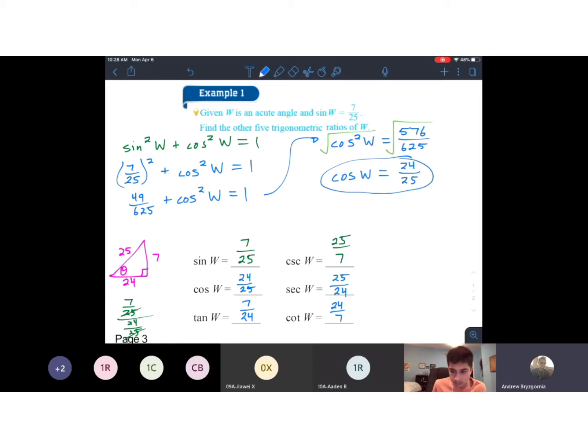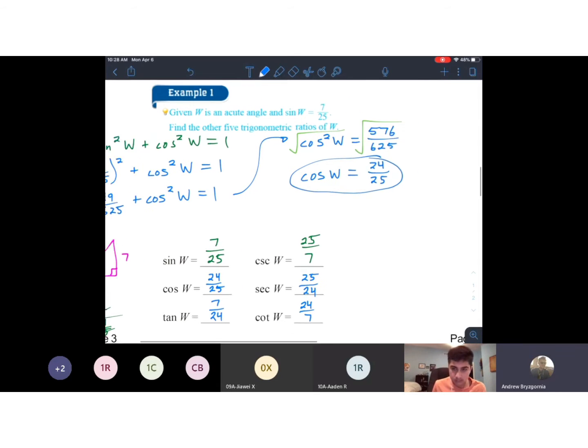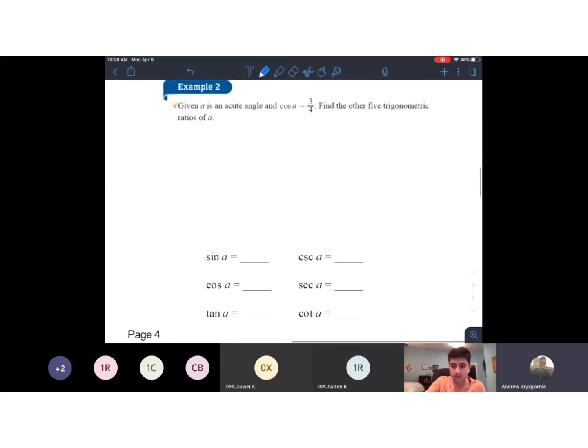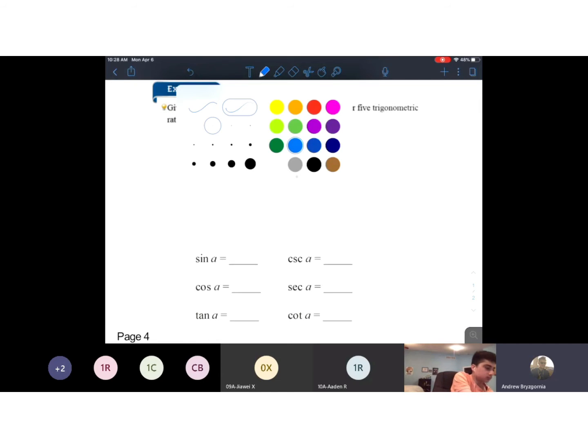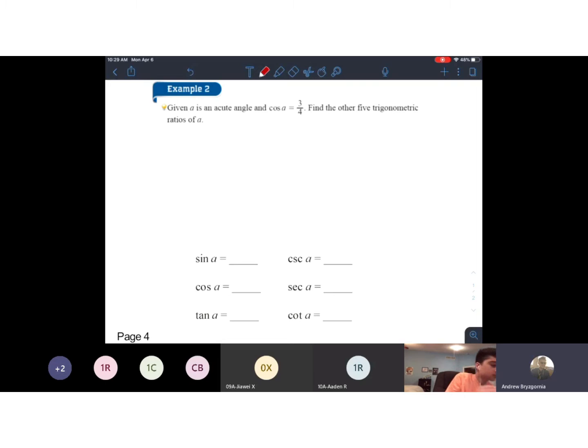Okay, so what we can do then is we'll move on to the next one. So I'm going to rely on all of you a little bit more for this time. So we're told that A is an acute angle and cosine of A is 3/4, and we're supposed to find the other 5 trig ratios. So can somebody tell me how to set up the equation?